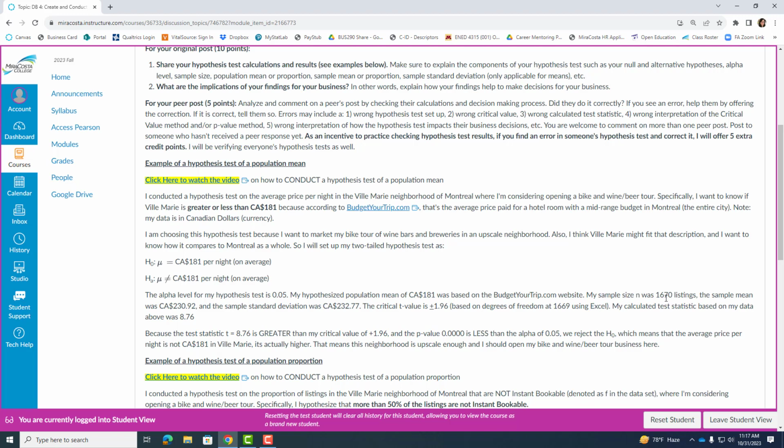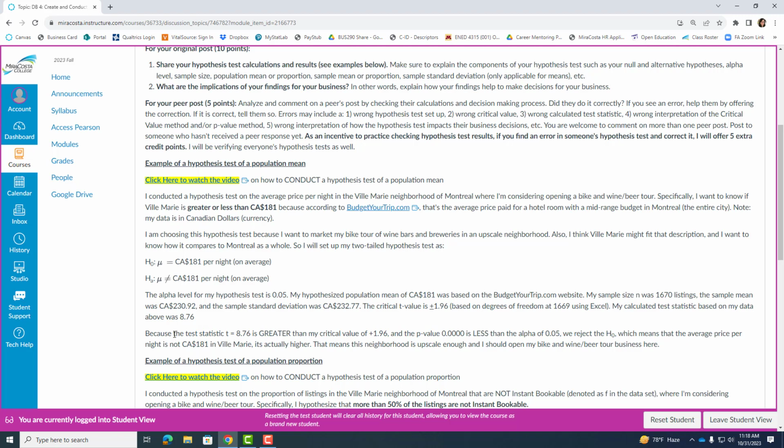I have a sample size of 1670. I have a sample mean of $230.92 in Canadian dollars. And I have a sample standard deviation of $232.77. All of this I have already from discussion board 3. I'm just plugging it in to figure out the hypothesis test. Now I used Excel to find what my critical t-value was, and it's plus or minus 1.96 because it's a two-tailed test. So I'm going to have a negative critical value of 1.96 and a positive value of 1.96. Now, I took all my data and I put it into the formula for a test statistic of a mean and found that my test statistic is 8.76.